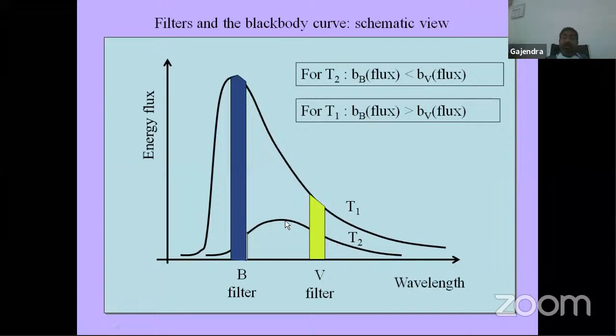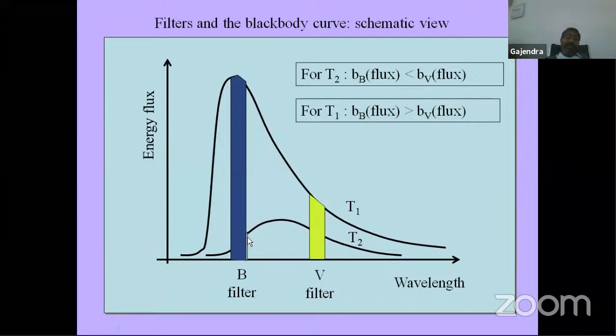So if the star is hot, the peak of the black body is at shorter wavelengths compared to a star which is cooler. For the B filter, if you compare the energy flux in the B filter, T2 has less energy flux than T1. And what about here in V? Even the yellow light in T1 is more than what it is in T2.